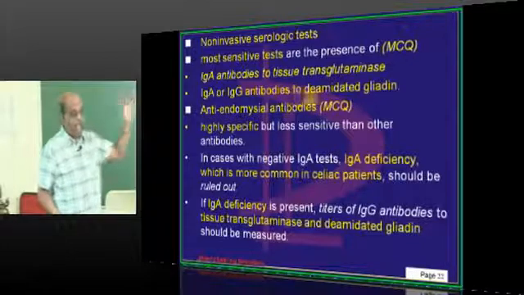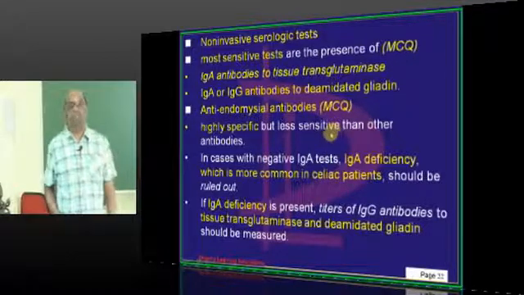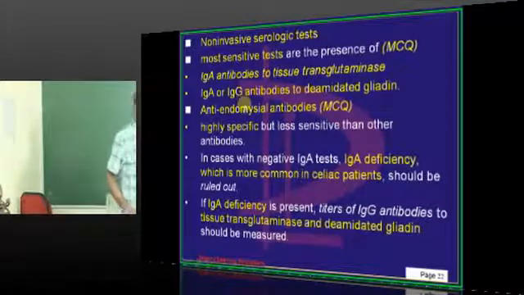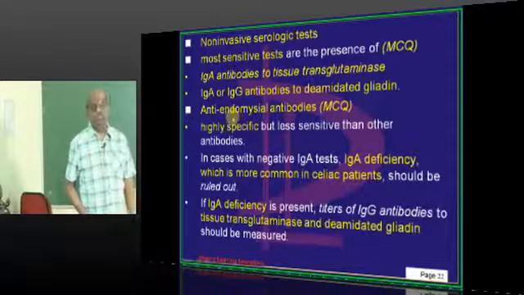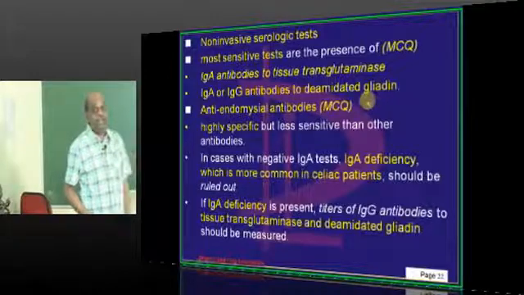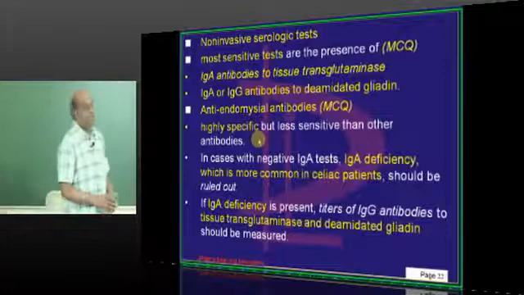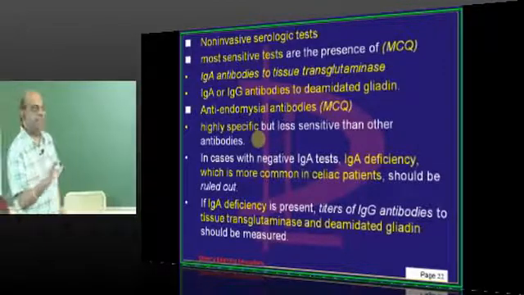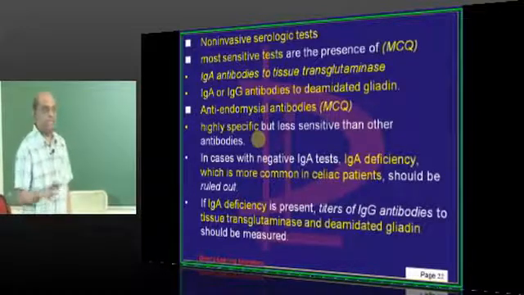IgA antibodies to the tissue transglutaminase is one of the very, very sensitive tests. Then IgA and IgG antibodies to the deamidated gliadin are also very sensitive. These are the sensitive tests. That means if they are there, that doesn't mean that there is celiac disease, but only in the very early stages of celiac disease can you find them.